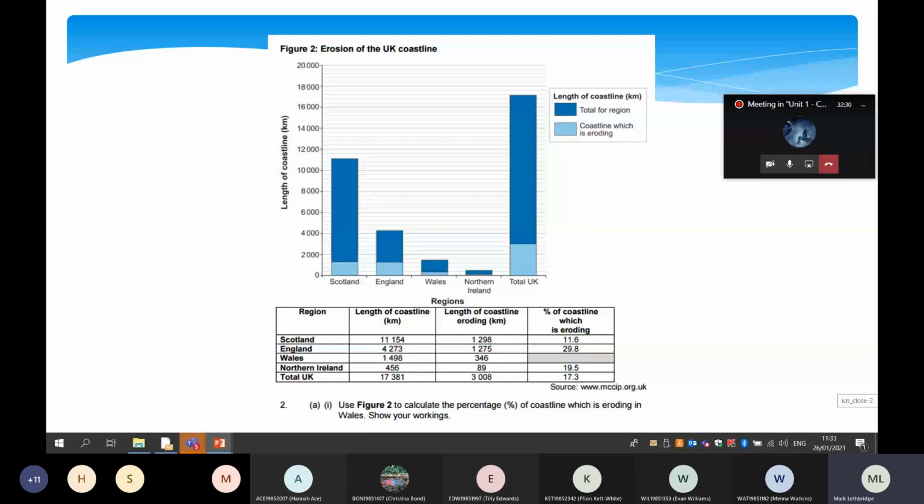But finally, part C is a big 9-mark question where it says, with reference to one or more located examples, explain how rock type and structure influence the development of landforms of coastal erosion. Now, we've done that actually for both today already. So you don't really need to have a full-blown go at the question.